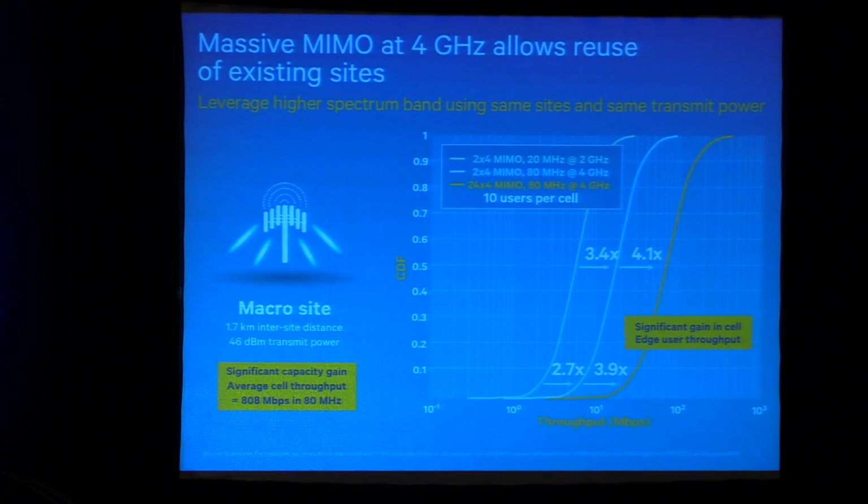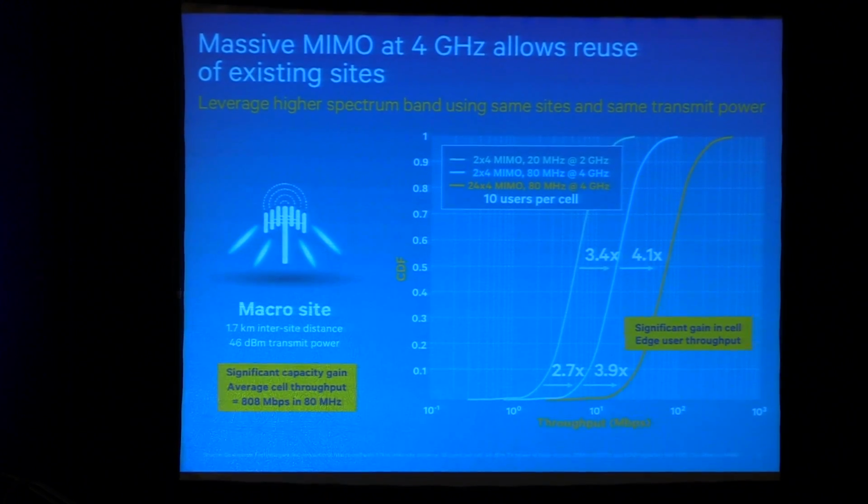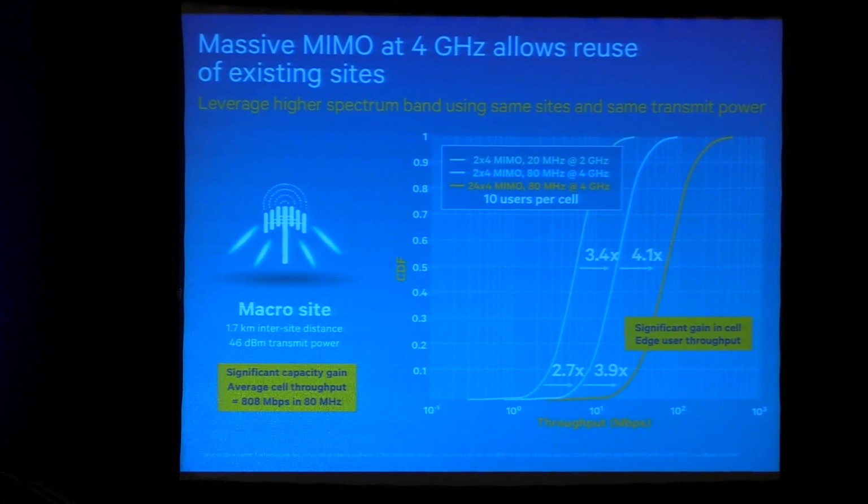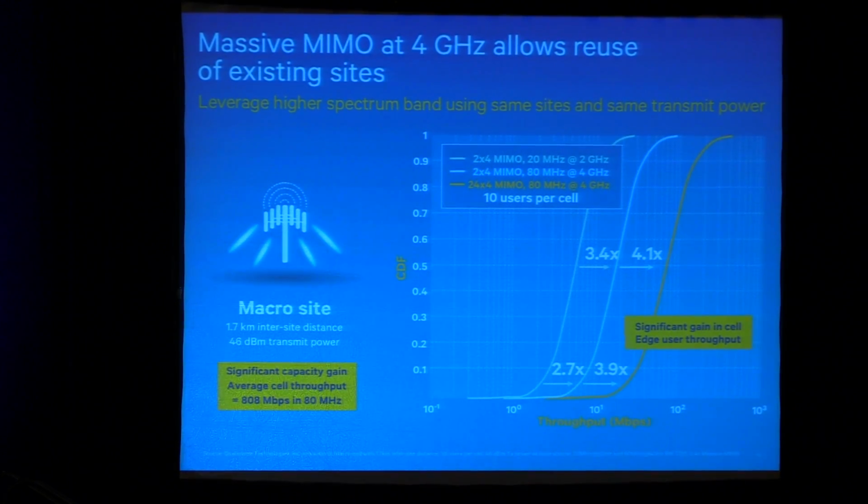Okay, so here's the comment about massive MIMO at 4 gigahertz. On this chart, this is a CDF of throughput, and you can see these comparisons. The one on the left is 2x4 at 20 megahertz channel at 2 gigahertz. The next one is 2x4, 80 megahertz at 4 gigahertz. And the last one is what we call massive MIMO, 24x4. And you can see that even at the cell edge, let's say the 5% or 10% point, that you're getting significant gain in throughput.